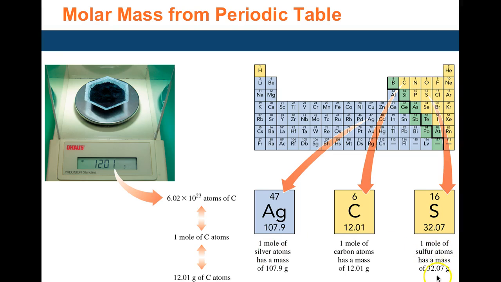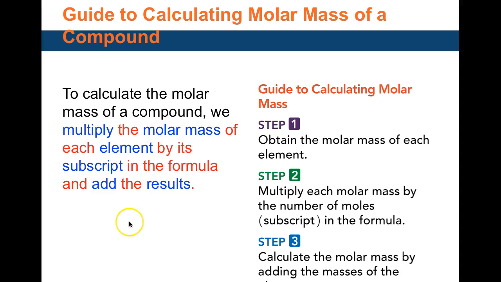1 mole of sulfur is 32.07 grams. So in order to find out the molar mass of a compound, what we have to do is take the molar mass of each element, multiply by its subscript, and then add up all of that, all right? Multiply the mass of the element by its subscript and then add up every one of those results to get the final answer, which is the molar mass.